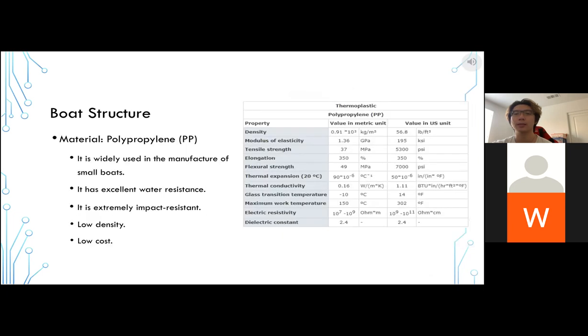We chose polypropylene as the boat's material. It is widely used in manufacturing of small boats. Polypropylene has excellent water resistance, and it is extremely impact resistant. The density and the cost are lower than other materials. Therefore, it is the perfect material for our boat.